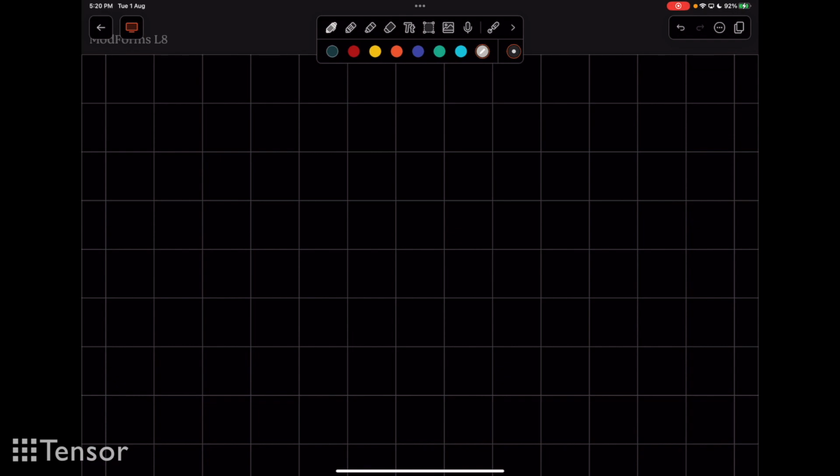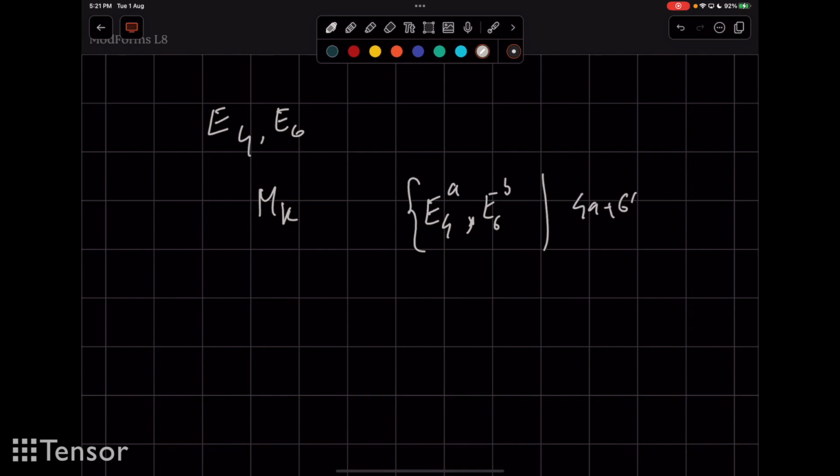So, last time we proved the linear independence of E4 and E6, right? And not just linear independence, I think we proved the algebraic independence of E4 and E6. If M_k denotes the space of modular forms of weight k, then it has an Eisenstein basis that looks like this: E4 to the A times E6 to the B, where 4A plus 6B equals k. So this is the Eisenstein basis.